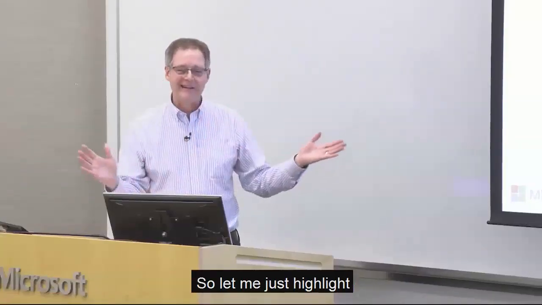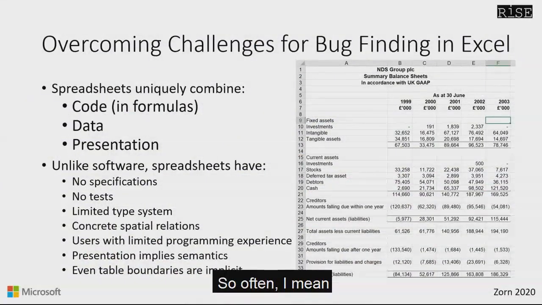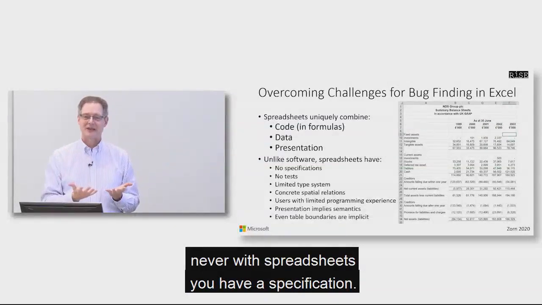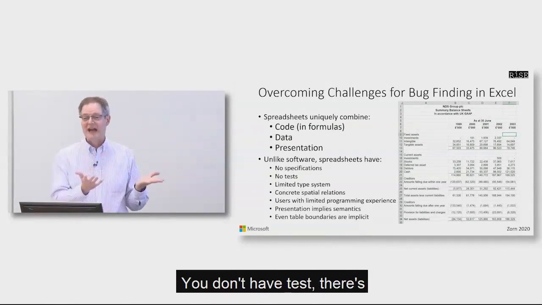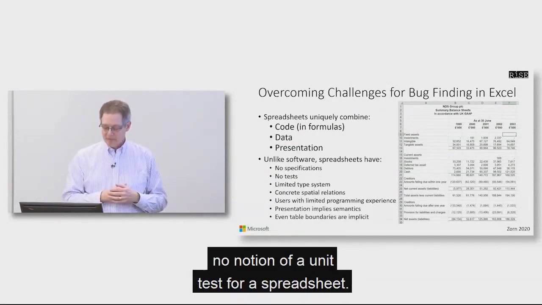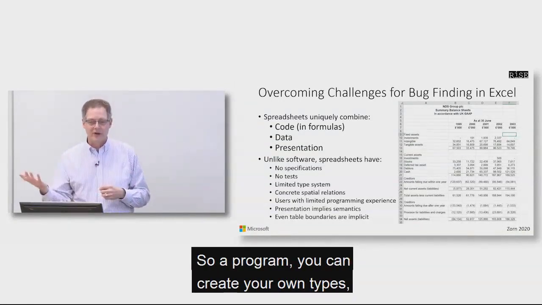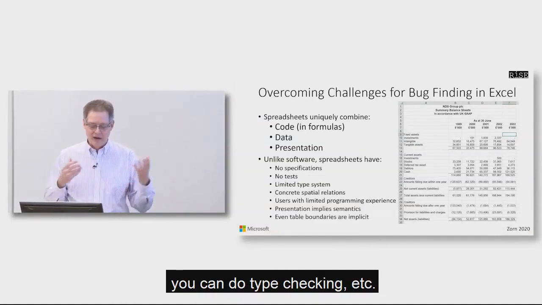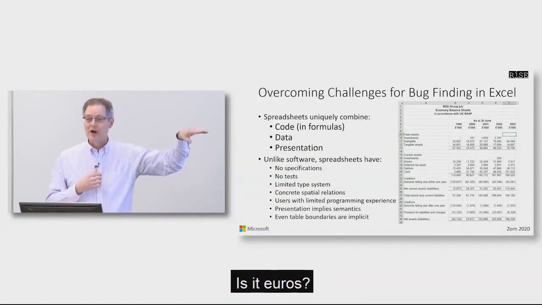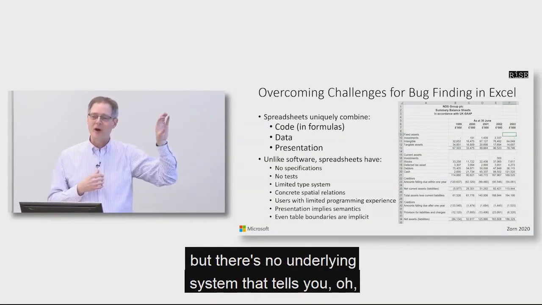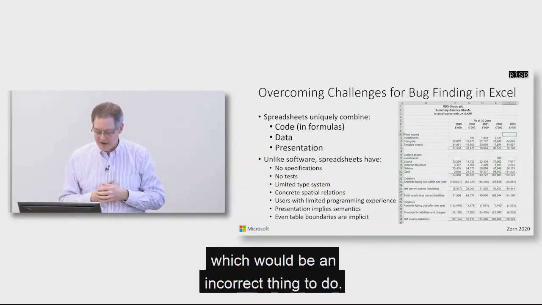So let me just highlight the differences between trying to find bugs in software and in code, and trying to find bugs in spreadsheets. Never with spreadsheets do you have a specification. You don't have somebody saying, this value should always be greater than 0. You don't have tests. There's no notion of a unit test for a spreadsheet. You have a very limited type system relative to a program. In a program, you can create your own types. You can do type checking, et cetera. In spreadsheets, often the values are just values. There's a number. Is it euros? Is it dollars? Well, there might be formatting, but there's no underlying system that tells you, oh, you're about to add a dollar to a euro, which would be an incorrect thing to do.